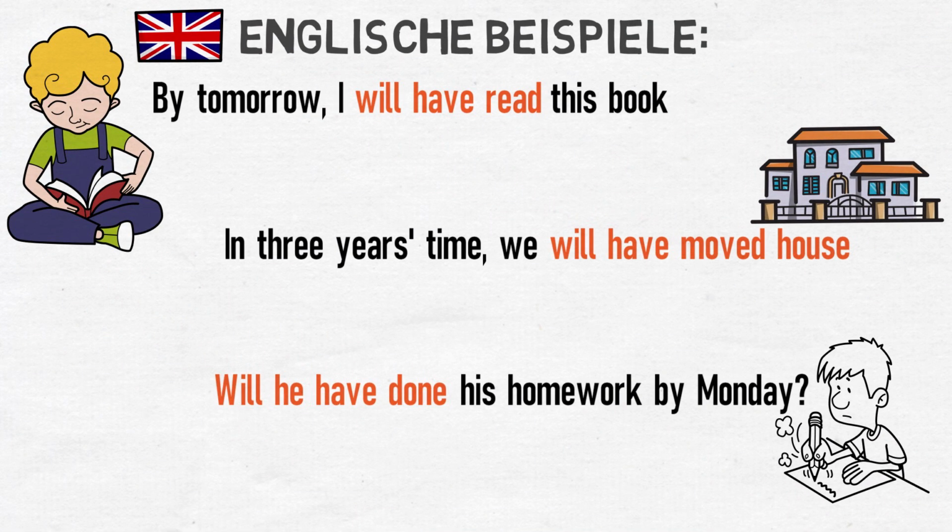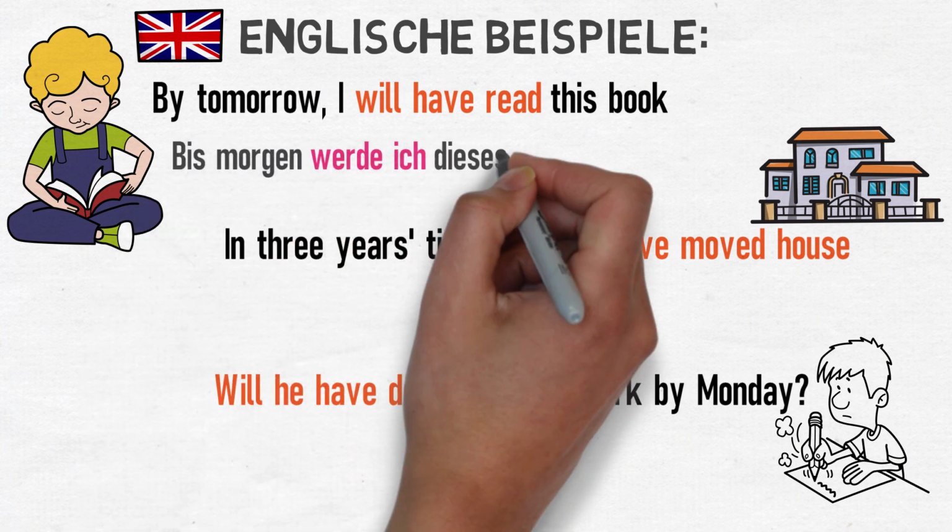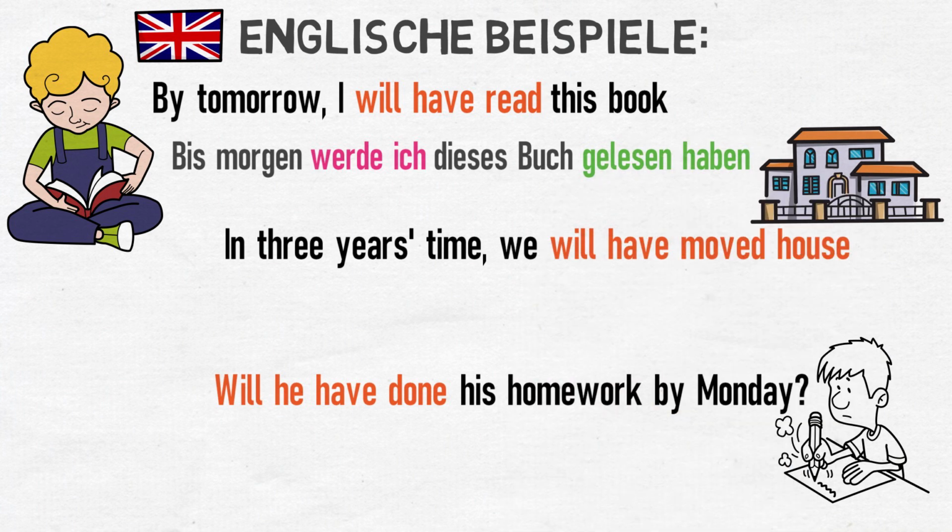Now, let's translate the first three examples I gave, which relate to future tense actions which will have been completed by a certain point in time. By tomorrow, I will have read this book. Bis morgen werde ich dieses Buch gelesen haben.